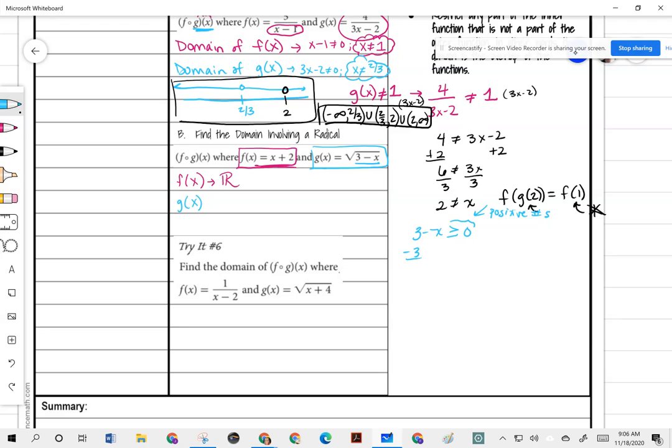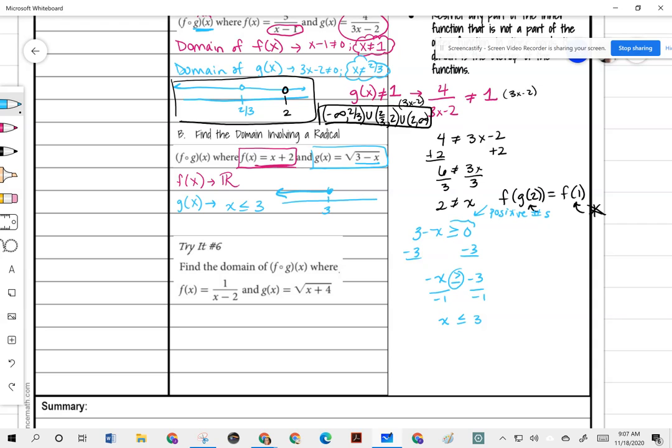So we're going to subtract 3. If negative x is greater than or equal to negative 3, divide by negative 1, we get x, and we've got to flip that inequality. X is less than or equal to 3. So the domain of this is going to be x is less than or equal to 3. So if I just drew my number line, then I've got this thing going on.